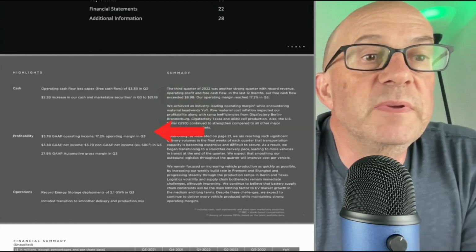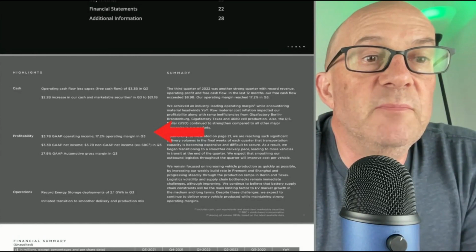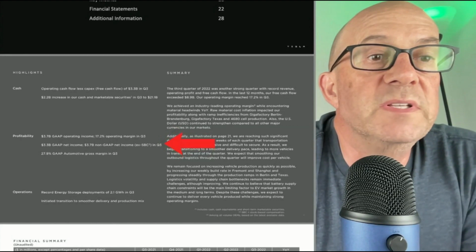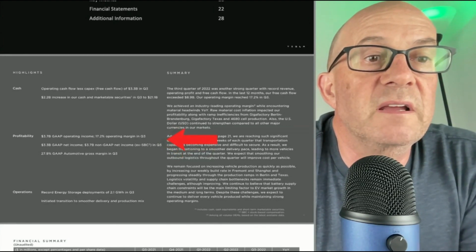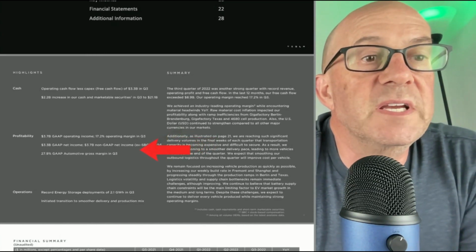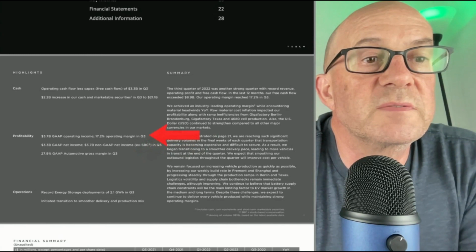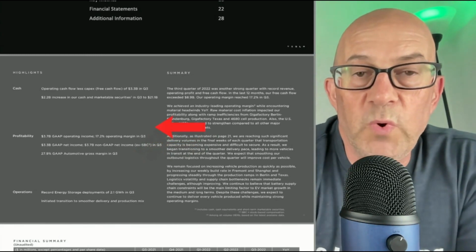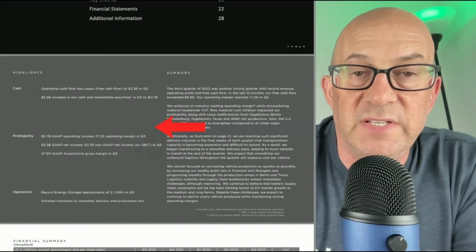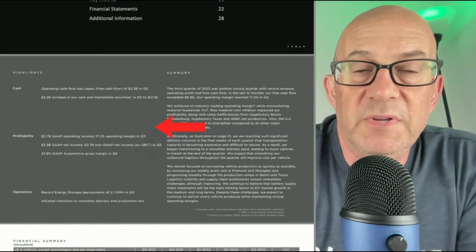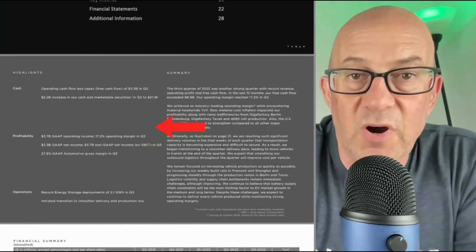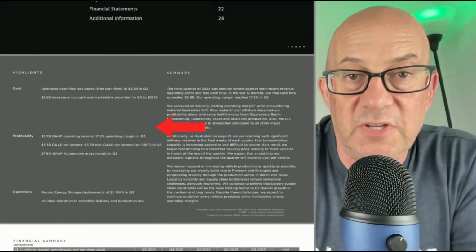Profitability, they had $3.7 billion GAAP operating income, 17.2% operating margin in Q3. $3.3 billion GAAP net income, $3.7 billion non-GAAP net income in Q3, excluding stock-based compensation, and 27.9% automotive gross margins in Q3. So we're looking at diminishing margins in the future, and there was some reduction in pricing towards the end of Q4, but the vast majority of vehicles were sold before any significant price drops. I'm expecting margins to stay reasonably high in Q4 and to drop in Q1.